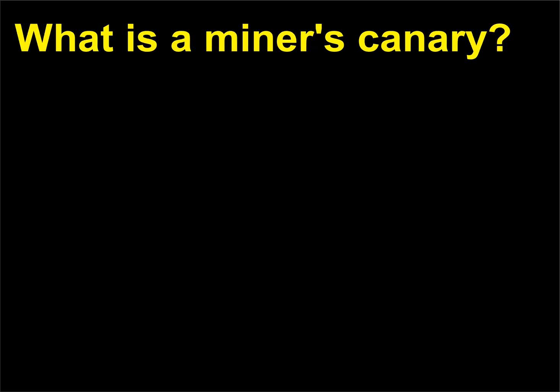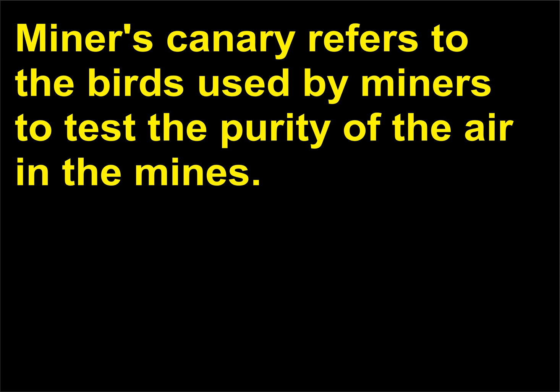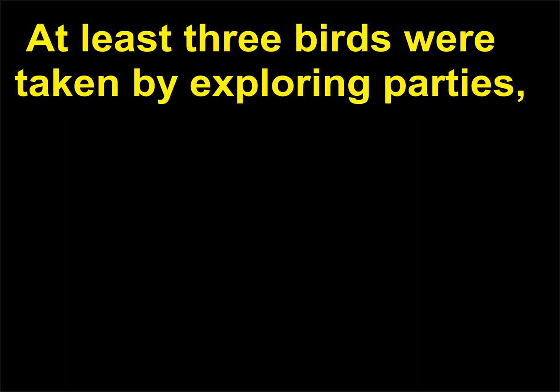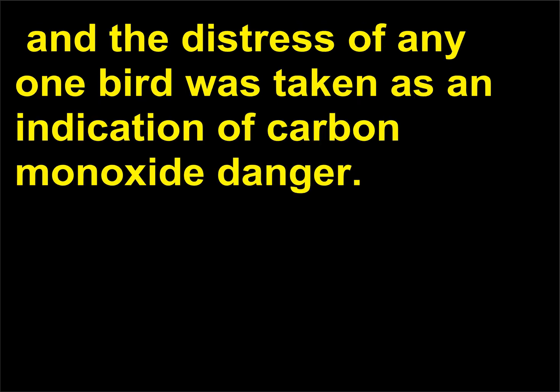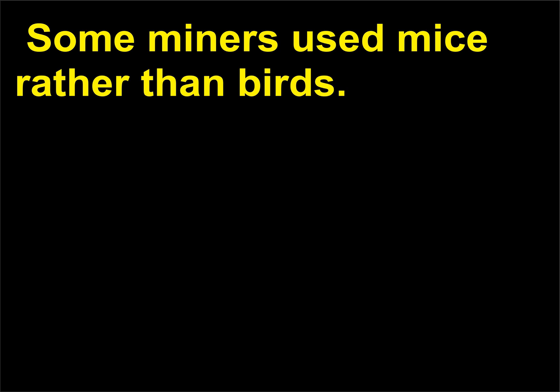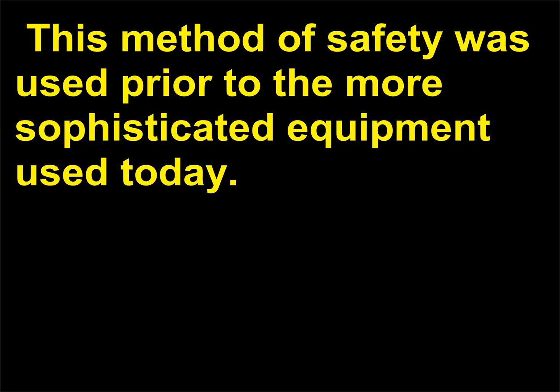What is a miner's canary? Miner's canary refers to the birds used by miners to test the purity of the air in the mines. At least 3 birds were taken by exploring parties, and the distress of any one bird was taken as an indication of carbon monoxide danger. Some miners used mice rather than birds. This method of safety was used prior to the more sophisticated equipment used today.